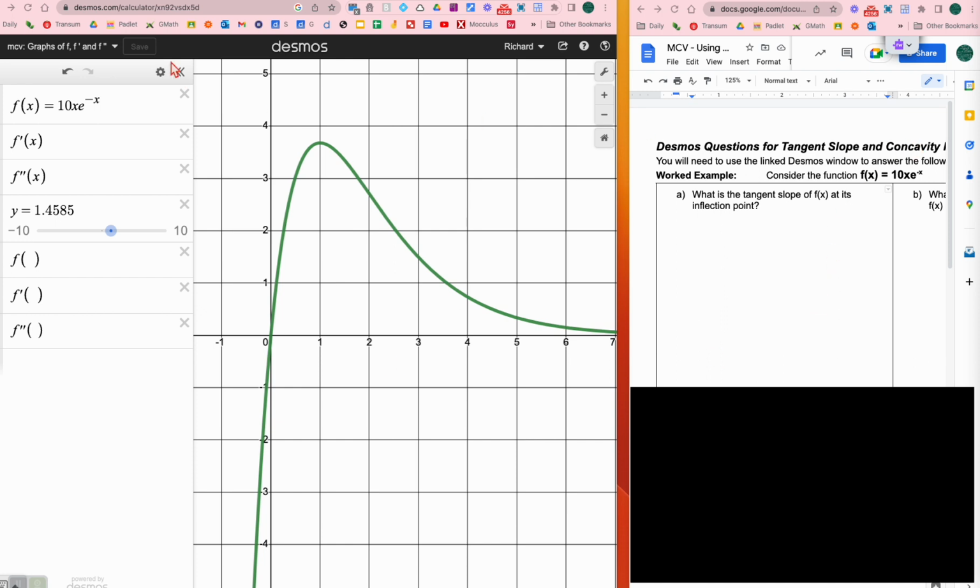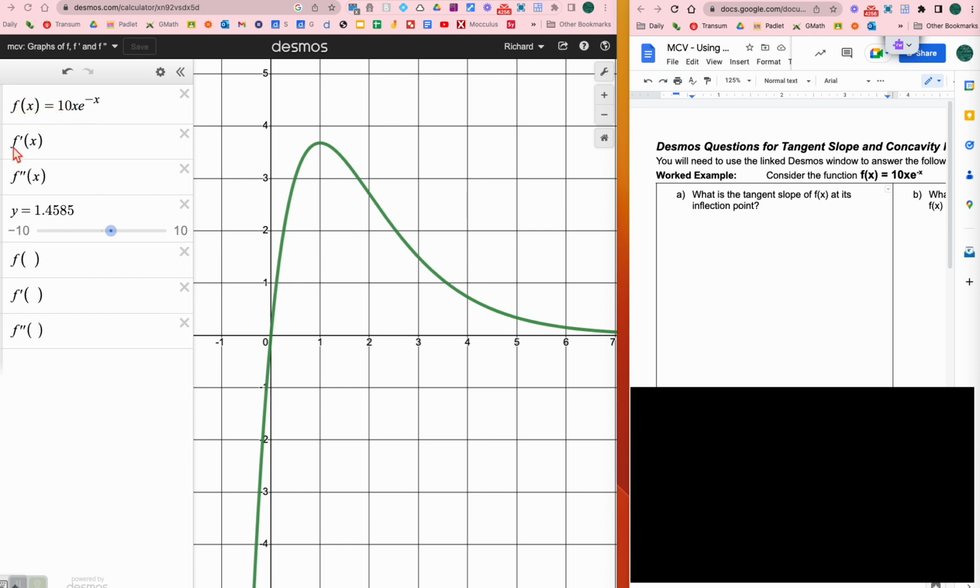The first one is we're going to consider this function here, 10 times x times e to the negative x. Remembering that e is just the base 2.718. So I've got this graph here, and here's the question. What is the tangent slope of f at x at its inflection point? Well, this is going to be set up for you. You're going to have the link to this.